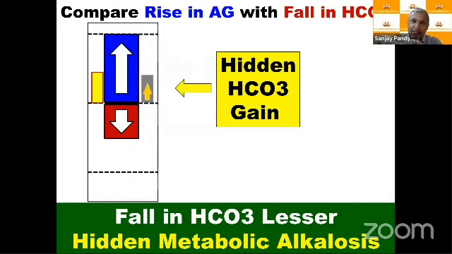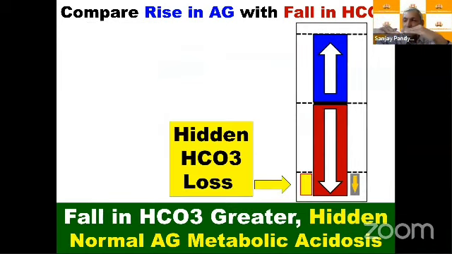So if the rising anion gap is 12, but the fall in bicarbonate is 4, or if the rising anion gap is 15, but the fall in bicarbonate is 5, that means there is hidden metabolic alkalosis. If both are 12, there is no disorder. And likewise, if the rising anion gap is 12, but the fall in bicarbonate is more, say 20, it is suggestive of hidden bicarbonate loss, and that is suggestive of hidden normal anion gap metabolic acidosis.